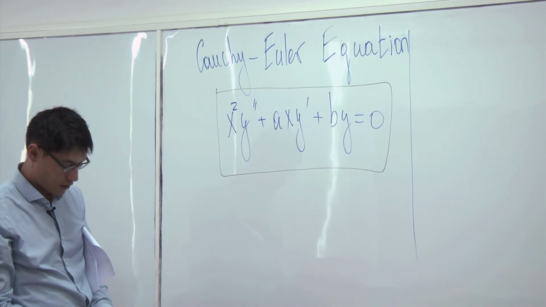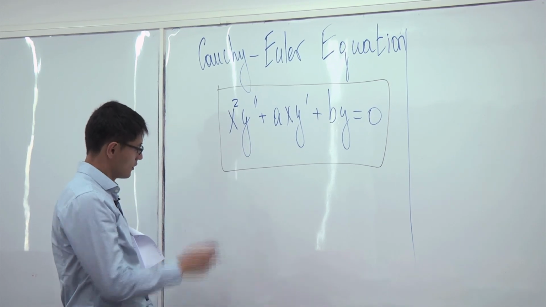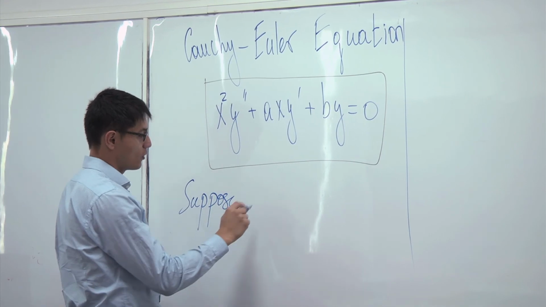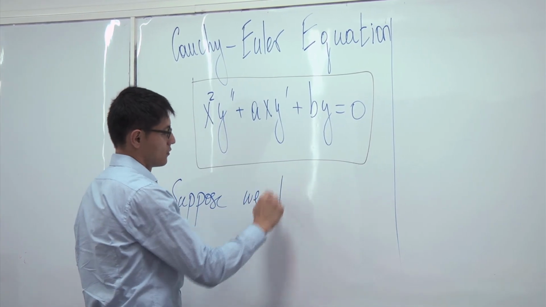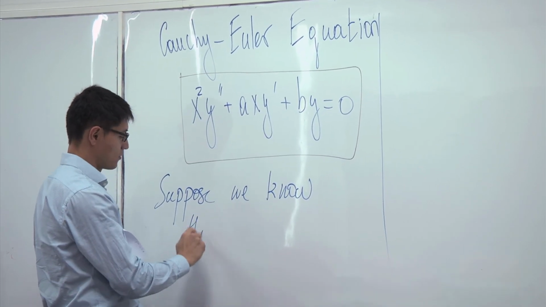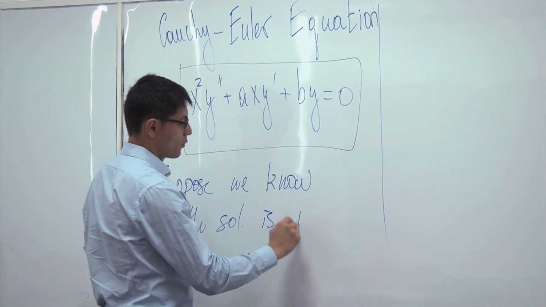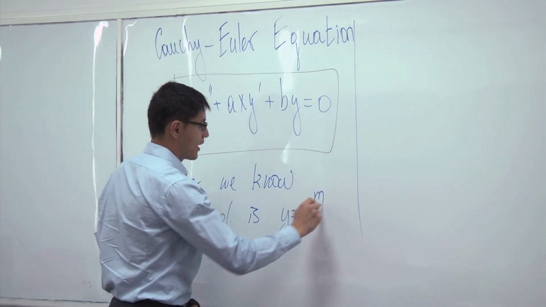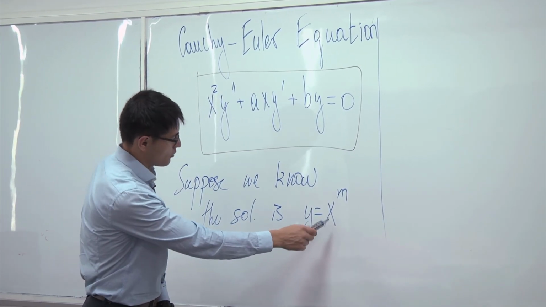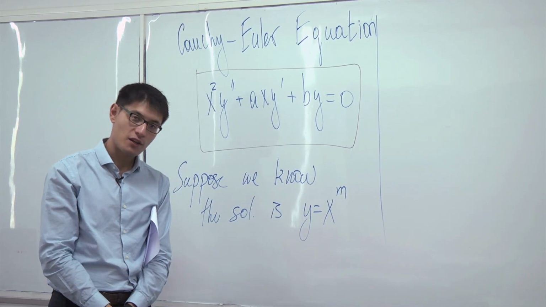To solve this equation, we'll start with the following. Let's suppose that we know that the solution is of the form y equals x to the power m. Okay, so we know the solution has to be x to the power m. And what we have to do is figure out what is the value of m.